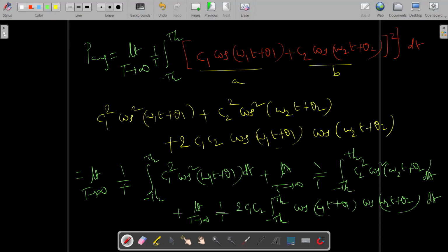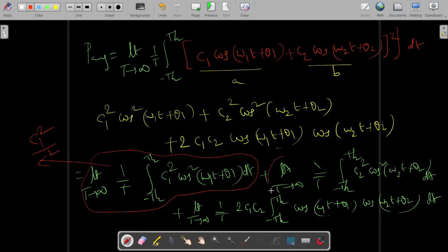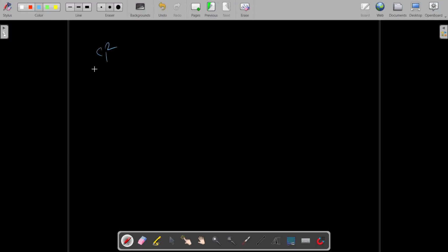So from our previous idea, one can easily say that the first term gives rise to c1 squared by 2. That was the observation we made, right? Similarly, the second term will lead to c1 squared by 2, correct? So these are the two terms: we can directly say c1 squared by 2 and c2 squared by 2. Let us go to the next page. So this is c1 squared by 2 plus c2 squared by 2.